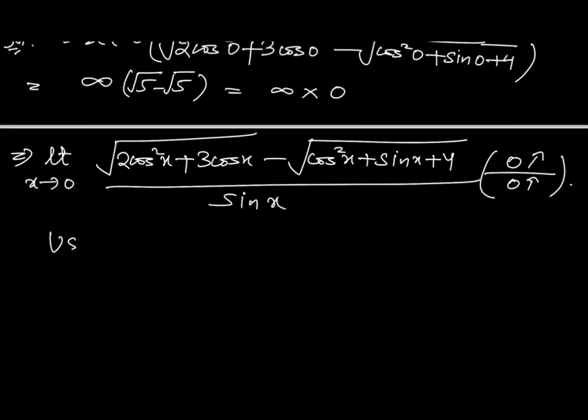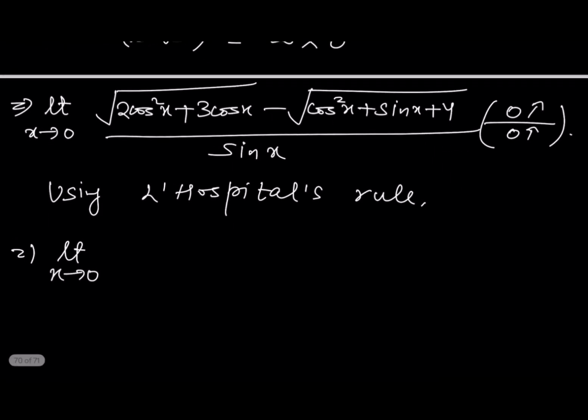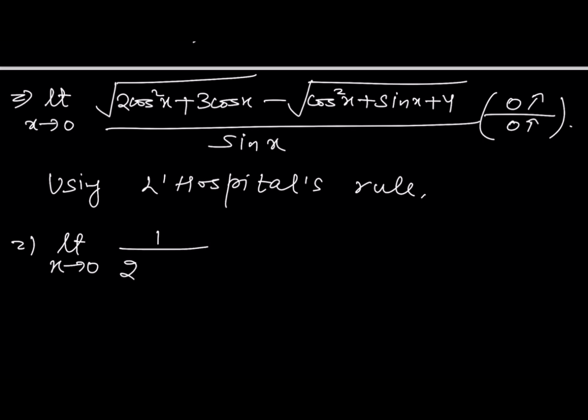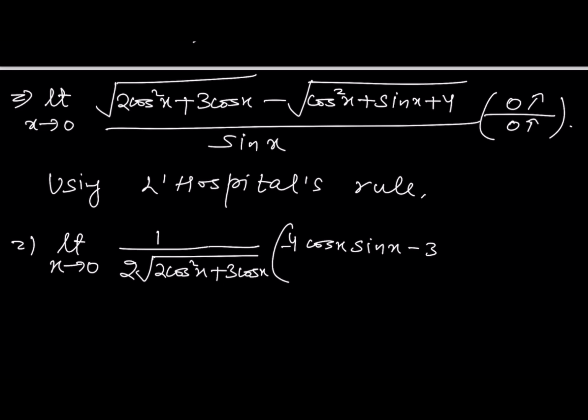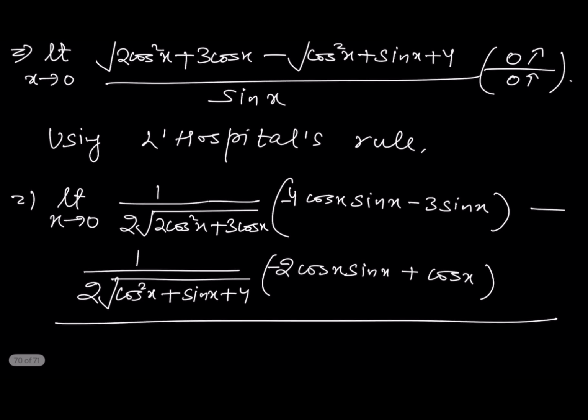So using L'Hopital's rule, what will we have? 1 upon 2 root over 2 cos square x plus 3 cos x into 4 cos x times minus sin x, minus 3 sin x, minus 1 upon 2 root over cos square x plus sin x plus 4 into 2 cos x times minus sin x plus cos x, upon sin x will change to cos x.